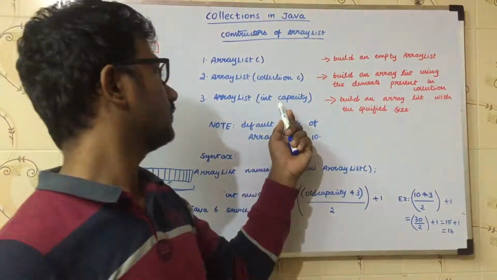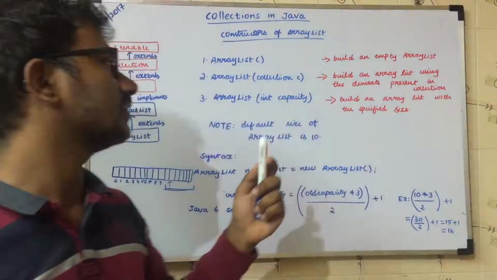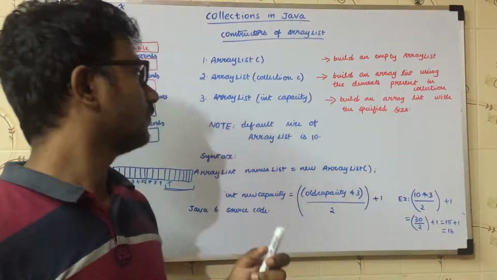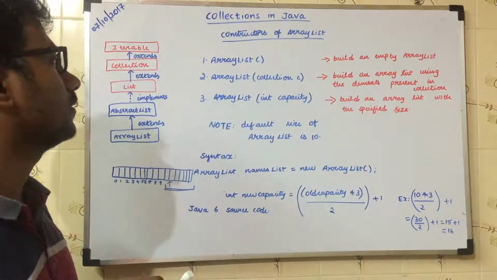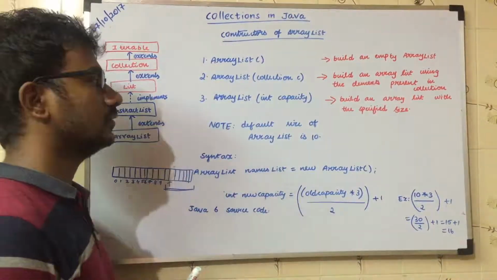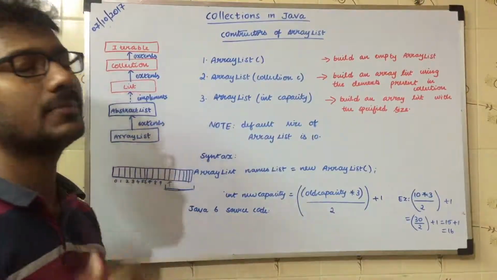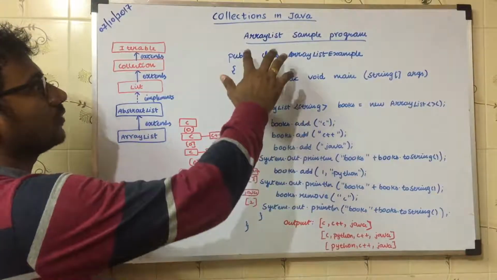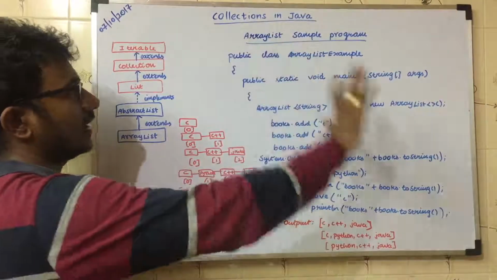So that's the reason why we need to specify the capacity if we know the capacity beforehand. If you don't know the capacity, then it's not a problem. If you know the capacity, then it will be better for optimization purposes. So now we are going to see a sample program using ArrayList.